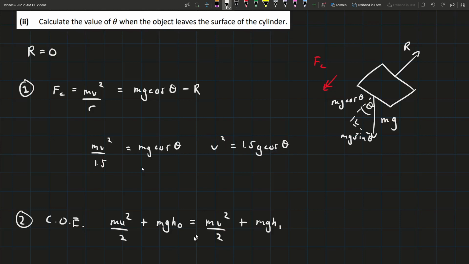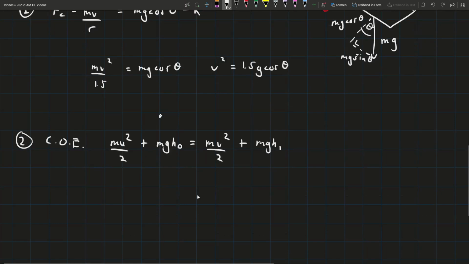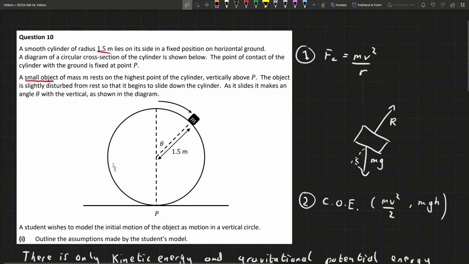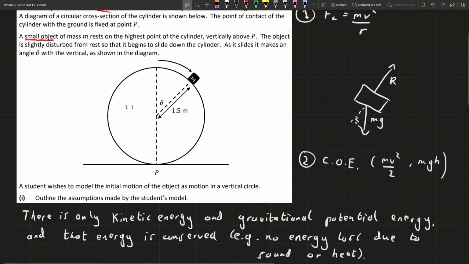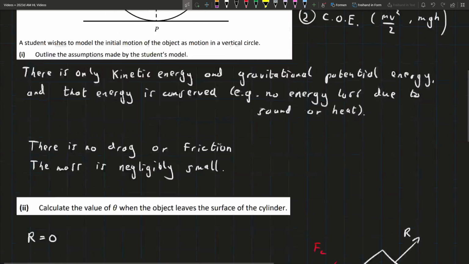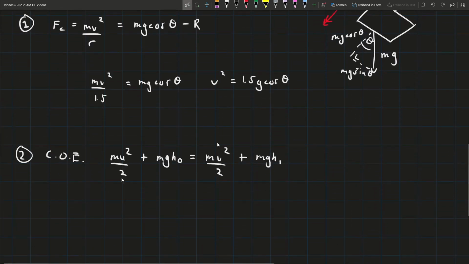So we know what v squared is, and we can sub that into our conservation of energy. So let's look at our conservation of energy. Basically we have mu squared over 2. The initial velocity we assume to be 0, which is another thing you could write in your assumptions, because we say that it's slightly disturbed from rest. So basically it's barely moving, but it starts slipping down. So that's going to be equal to 0.